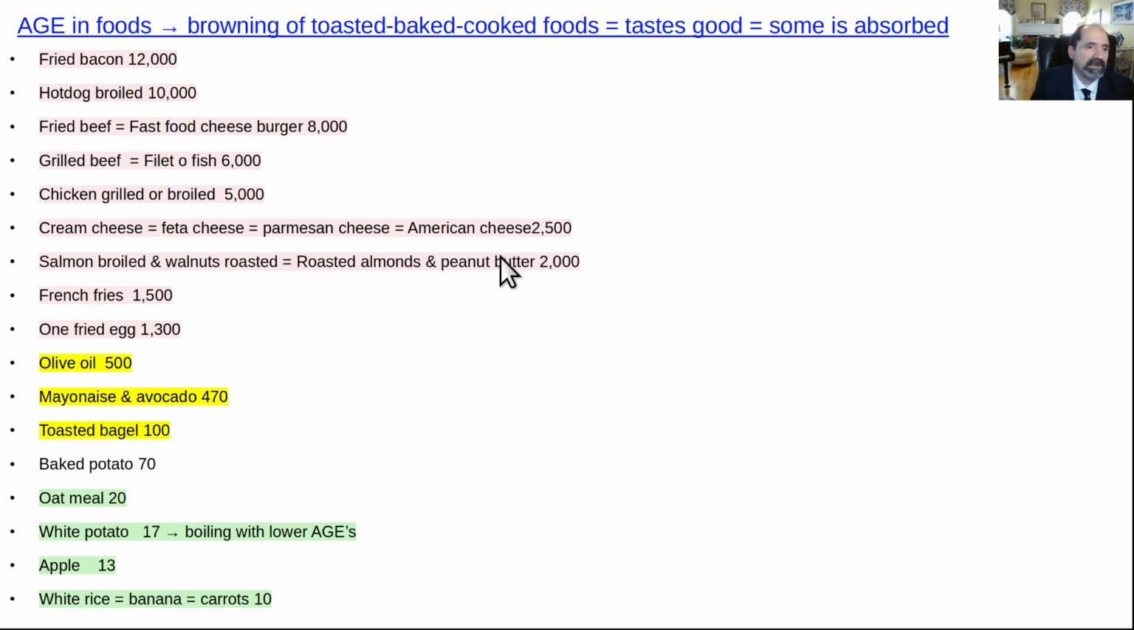Okay, so let's just take one last look at these foods here. Look at this. Fried bacon, 12,000 units of AGE per serving. Hot dog is in that ballpark. Fast food cheeseburger from these fast food places. I didn't include the brand here, but it's one of the famous ones everybody that eats fast food goes to. 8,000. Grilled beef in the ballpark. Cheese up in that ballpark. Salmon broiled. Walnuts roasted. So if you roast walnuts or almonds or peanut butter, they're pretty high up there.